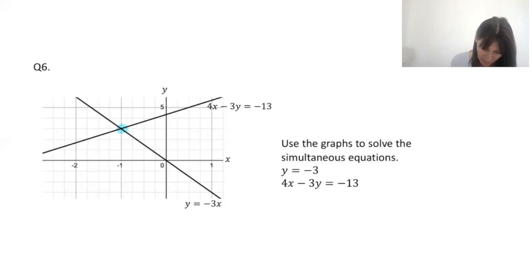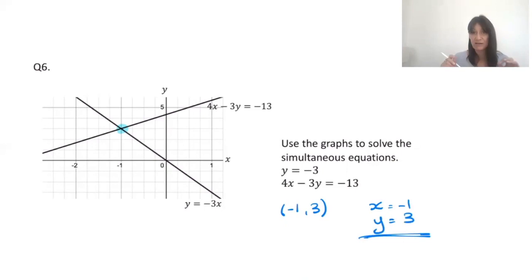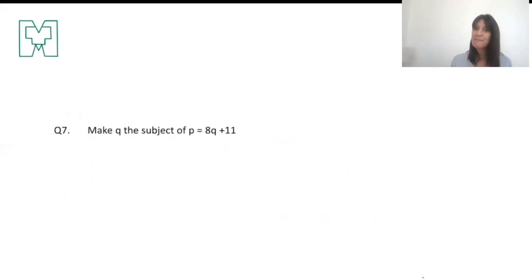Okay, so the coordinate is -1, 3, which means x equals -1 and y equals 3. And it really is no more work than that. It feels like there should be loads of work, but they've told you use the graphs. So there is no point in going through that whole algebraic method because there won't be any marks for it. Okay. All right. Next question. Press play when you're ready.